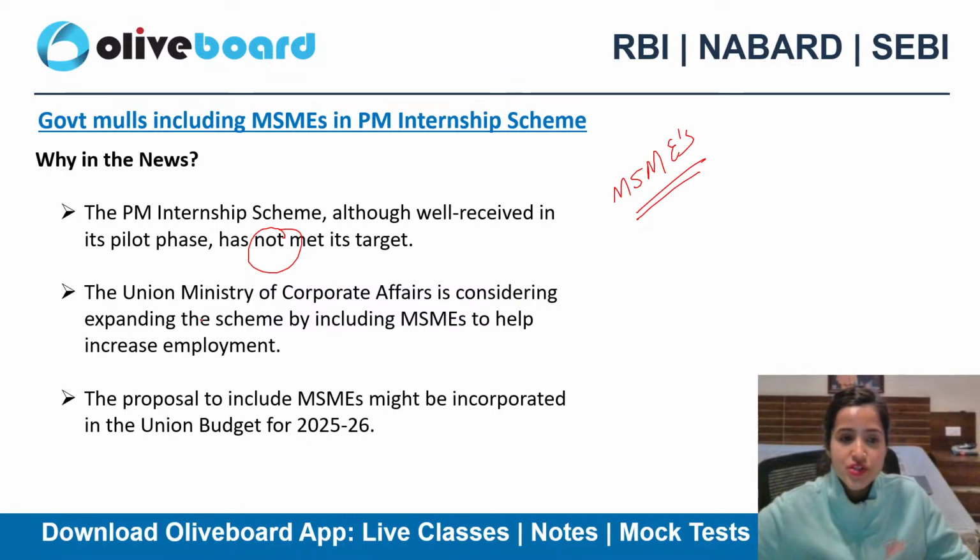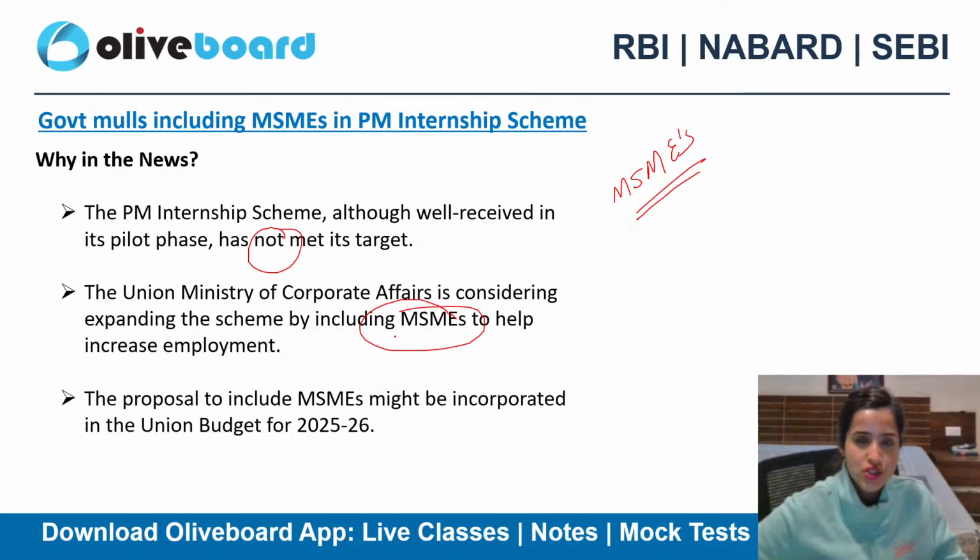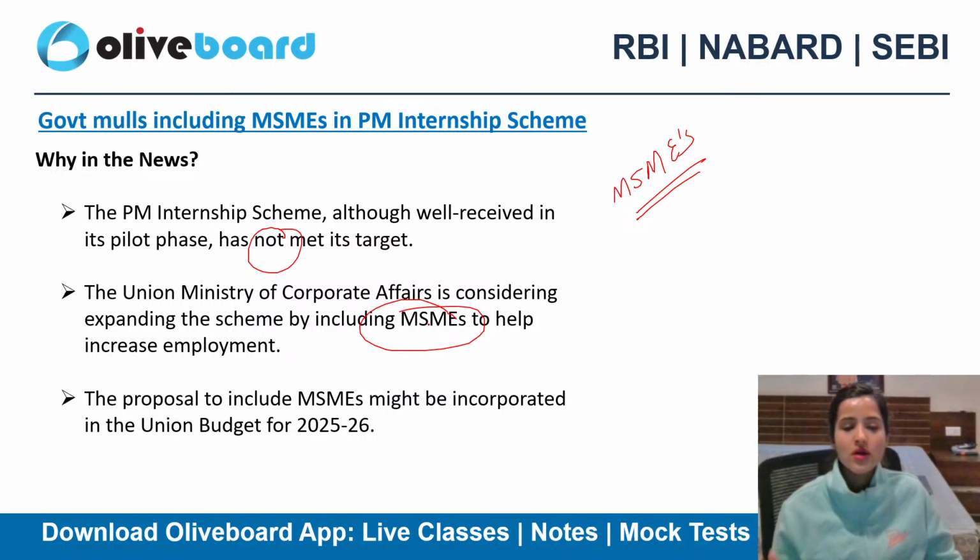Now, which ministry is concerned with this scheme? It is the Union Ministry of Corporate Affairs. It is considering expanding the scheme by including MSMEs to help increase employment. Like I just told you, to cater to the situation of unemployment in the economy, the Union Ministry of Corporate Affairs wants to include MSMEs in the ambit of this scheme. The proposal to include MSMEs might be incorporated in the Union Budget 2025-26. So the new budget which will be proposed by the Finance Minister this year will cater to this issue.